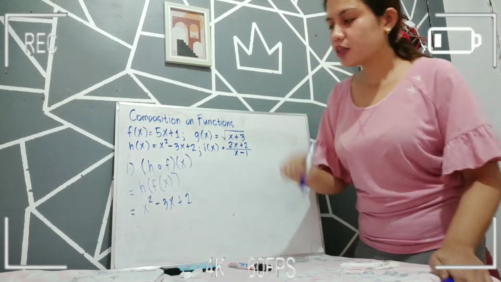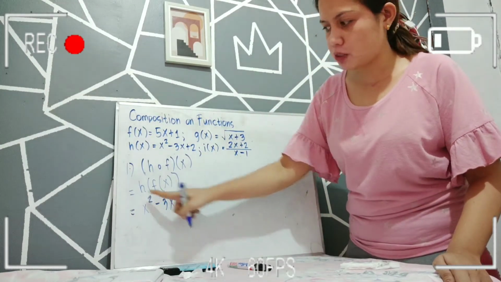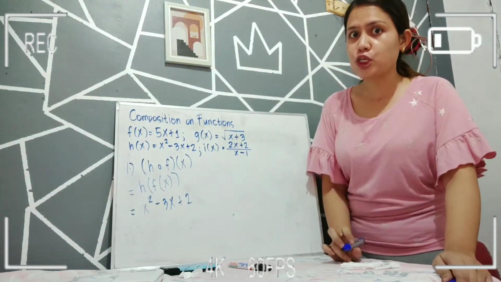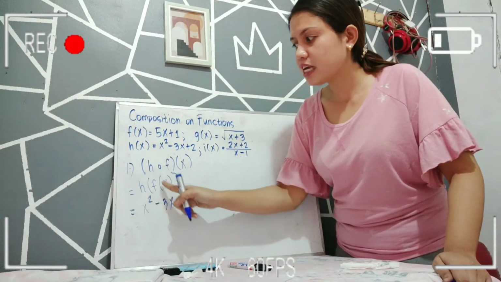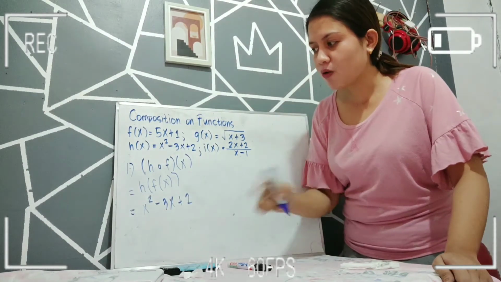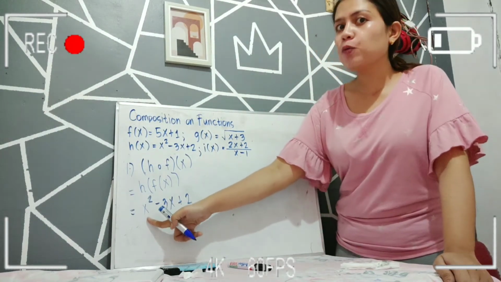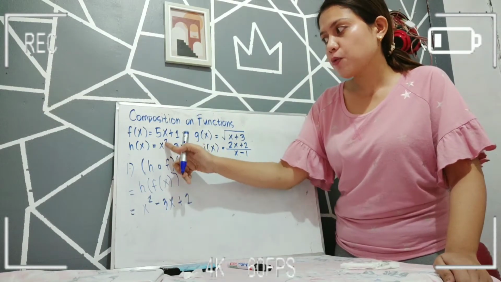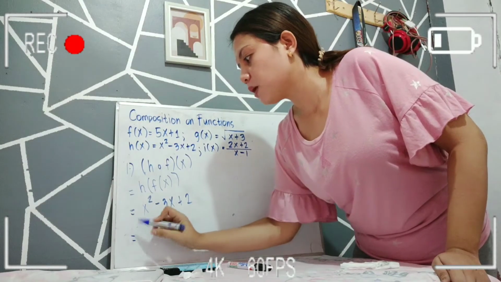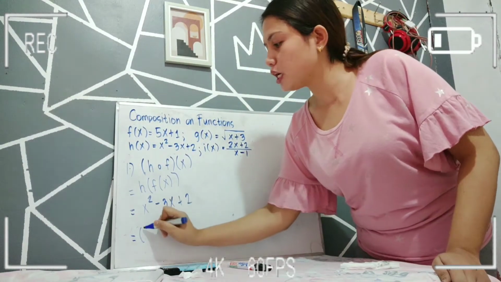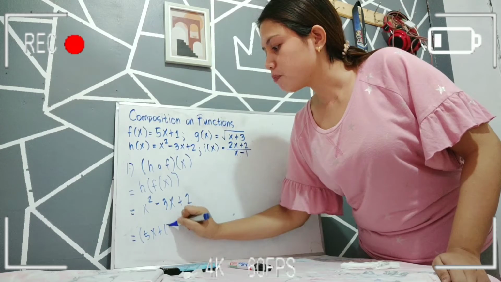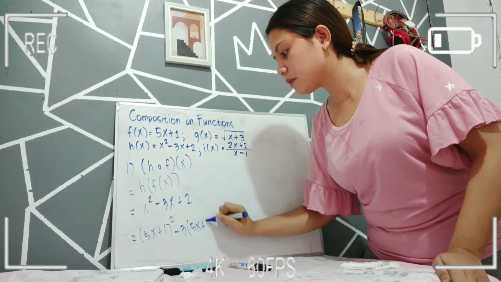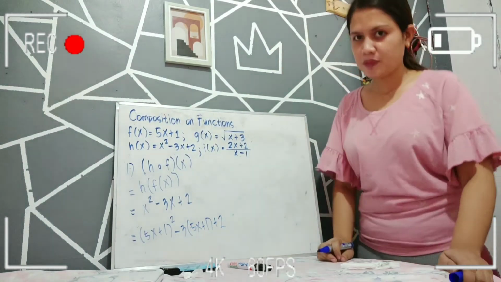Next, as you have noticed class, after h comes f. Next is our second function, which is f. The f is inside the h. So now, instead of writing x here, we change it to the equivalent value of f of x, which is 5x plus 1. So, instead of writing x, you change it to 5x plus 1 squared minus 3 times 5x plus 1 plus 2. Got it?